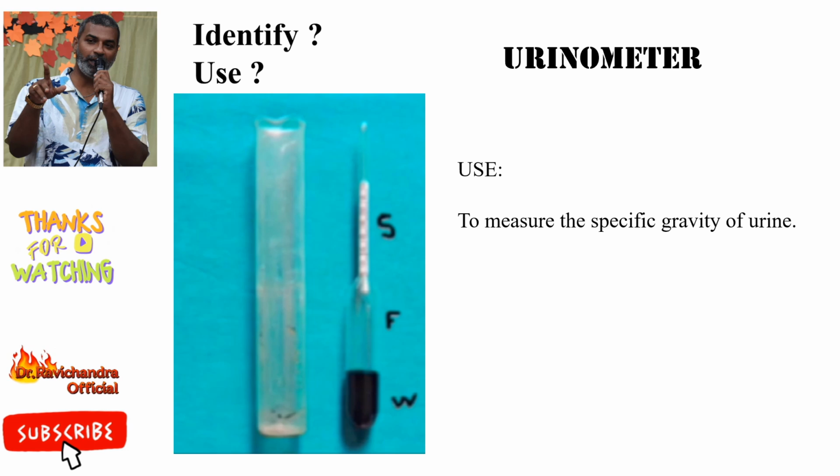First instrument is urinometer. It is used to measure the specific gravity of urine. Normal specific gravity of urine is 1.005 to 1.025 and fixed specific gravity is 1.010, where the kidney is unable to dilute or concentrate the urine. So fixed specific gravity is seen in renal failure. The markings on the urinometer will be 1.000 to 1.060.